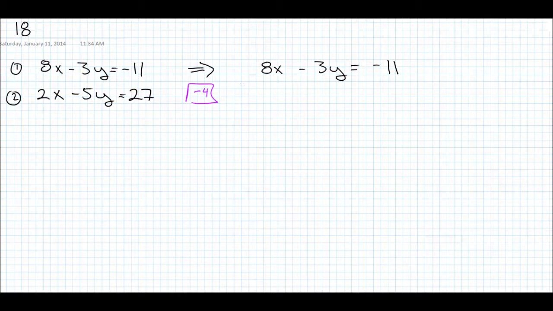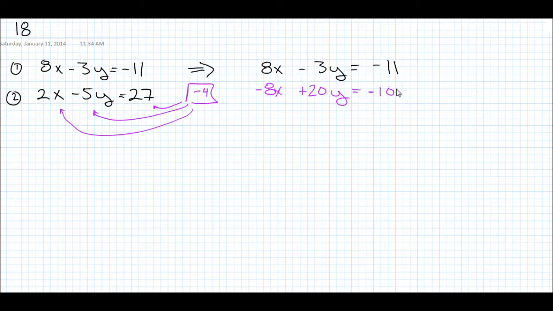Okay, we're going to multiply the bottom one by negative 4. So negative 4 times 2x is negative 8x. Negative 5y times a negative 4 is going to be plus 20y. And negative 4 times 27 is going to be a negative 108.